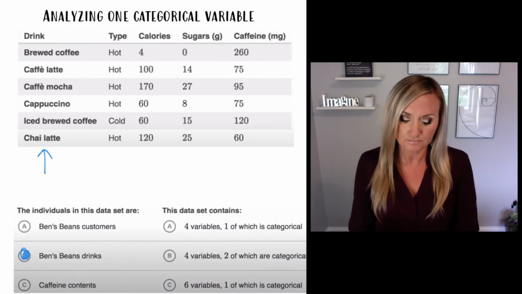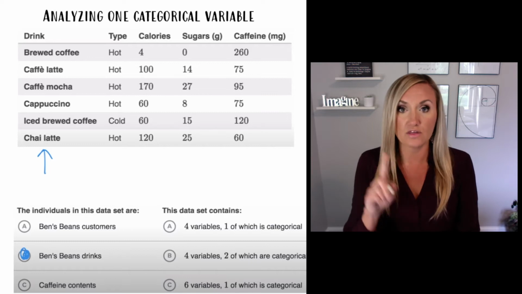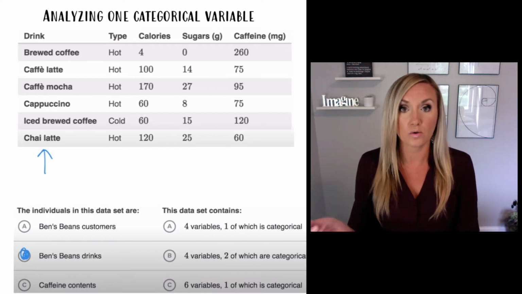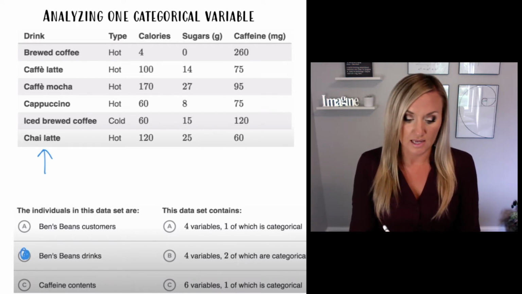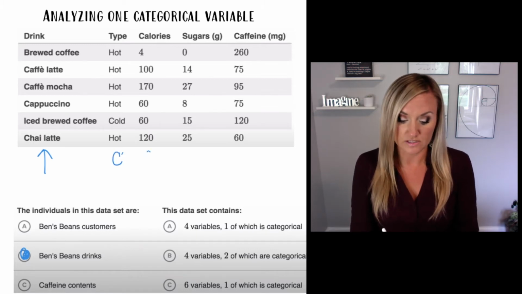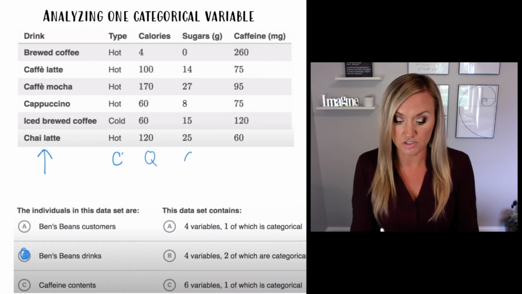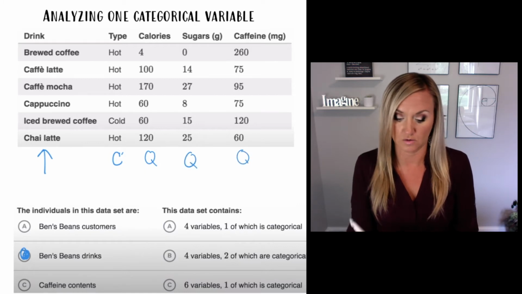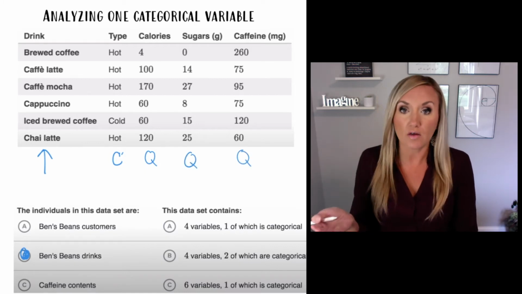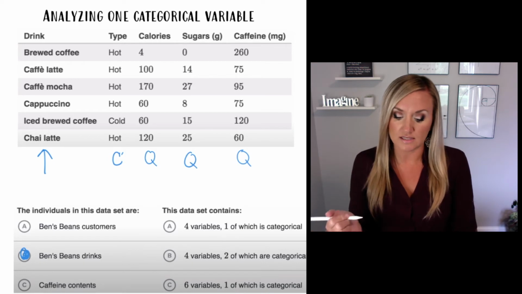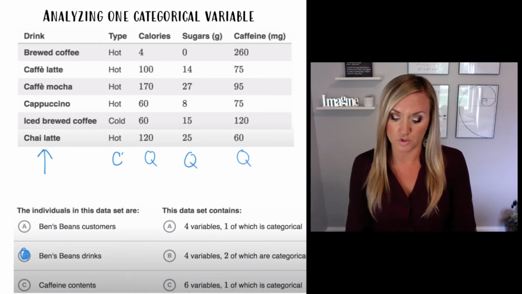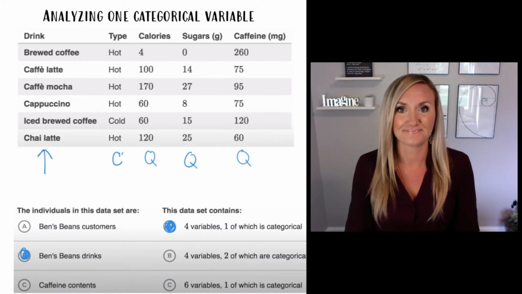All right, so then the next 4 are all going to be our variables, and the type is categorical. The calories is quantitative, the sugars is quantitative, and the caffeine quantitative. So looking at the other question, this data set contains 4 variables, which one is categorical.